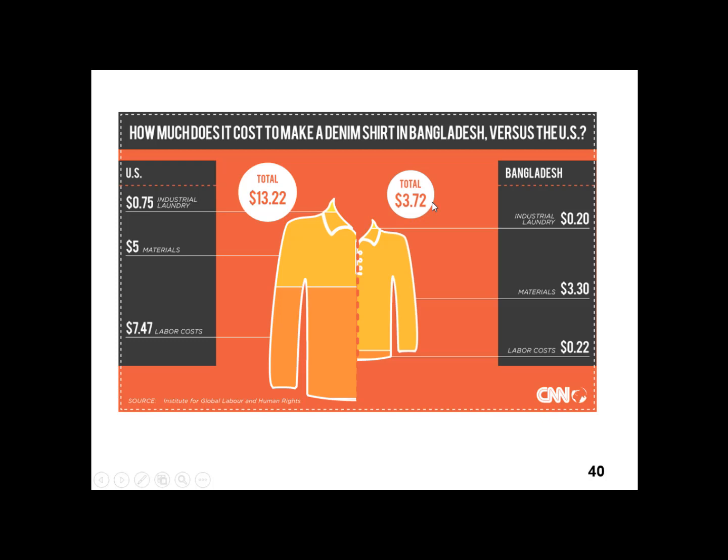versus $3.72 in Bangladesh. When we look at the industrial laundry and the materials, they're relatively close to the same price, just a little bit more expensive in the United States. But what we have down here called labor costs, the amount that we pay our workers, we see here in the United States that on average labor costs $7.47 versus 22 cents in Bangladesh.